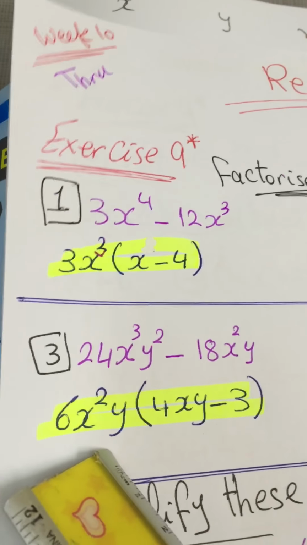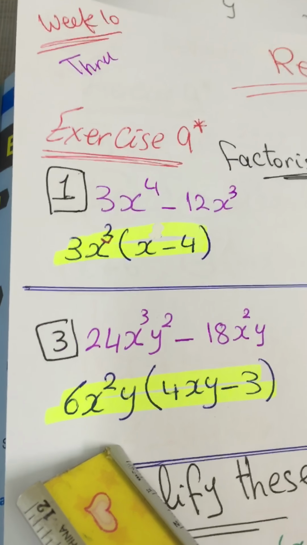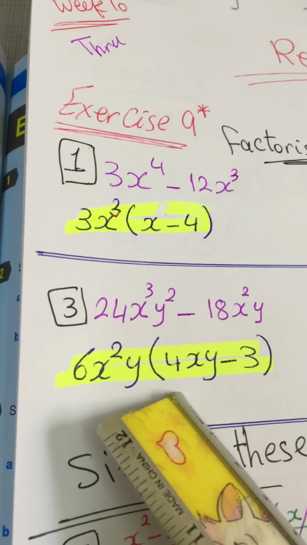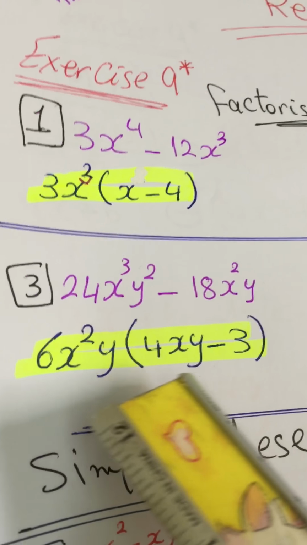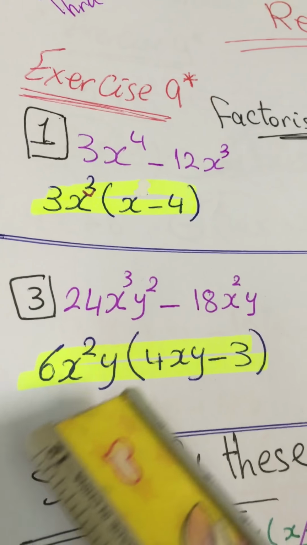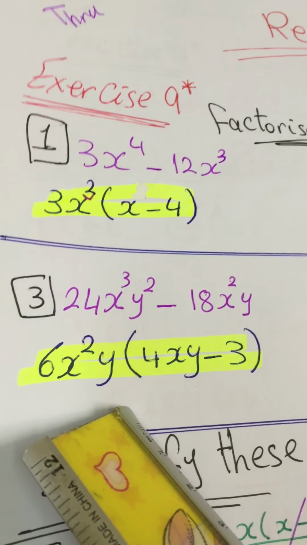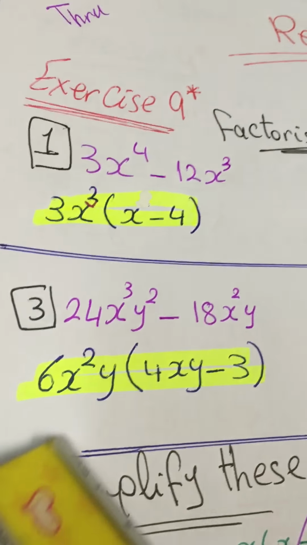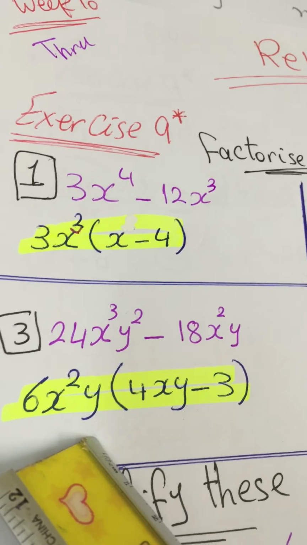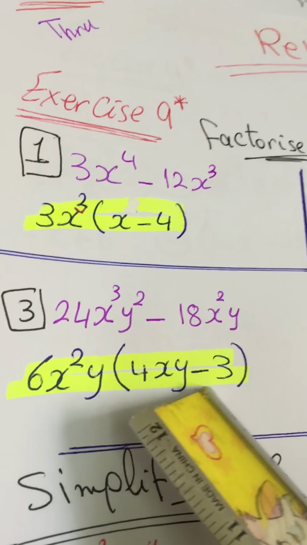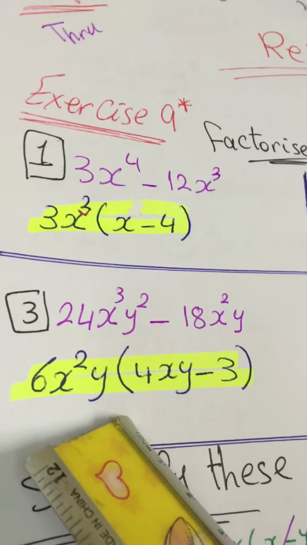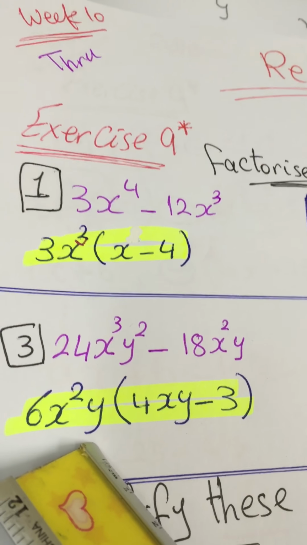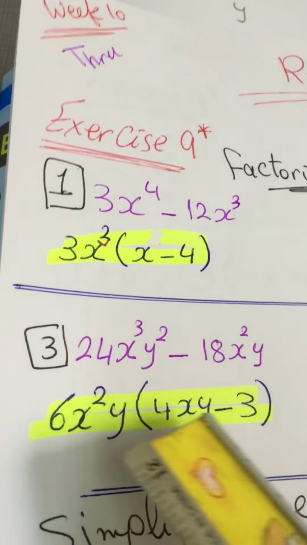Take the first term divided by the common factor. 24 divided by 6 equals 4. x^3 divided by x^2, minus the powers, equals x. y^2 divided by y, minus the powers, equals y. Negative 18x^2y divided by positive 6x^2y: the answer will be negative, x^2y cancelled with x^2y gives me 1, and 18 divided by 6 equals 3.